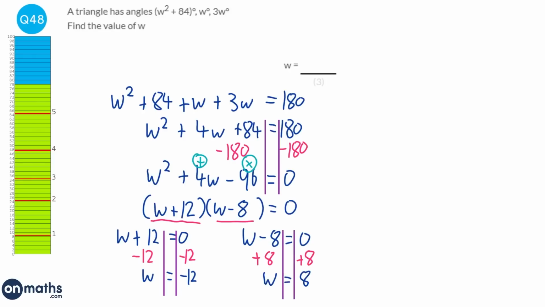W equals 8. Now we've got two answers here, but it says value of W. Well, we can't have a negative angle. So we know we're looking for W to be positive. So the answer must be 8.